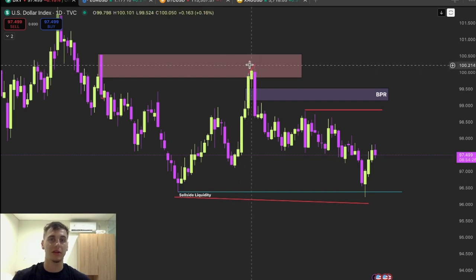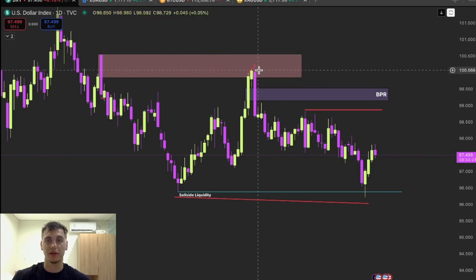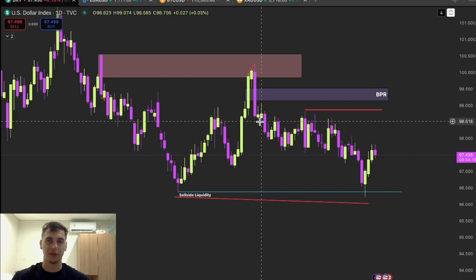Then we traded into this new day open gap over here, created an SMT, and since we reached this level and created the SMT, we've sharply traded lower.